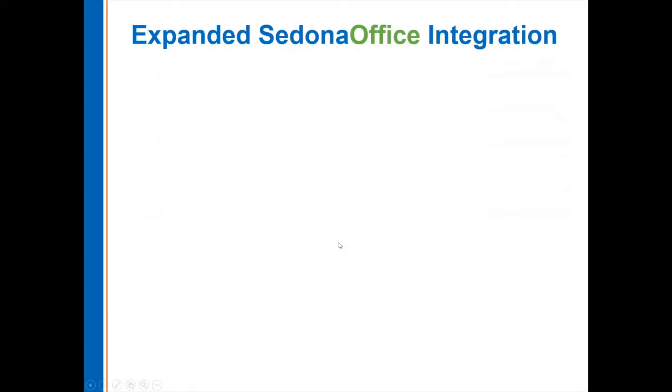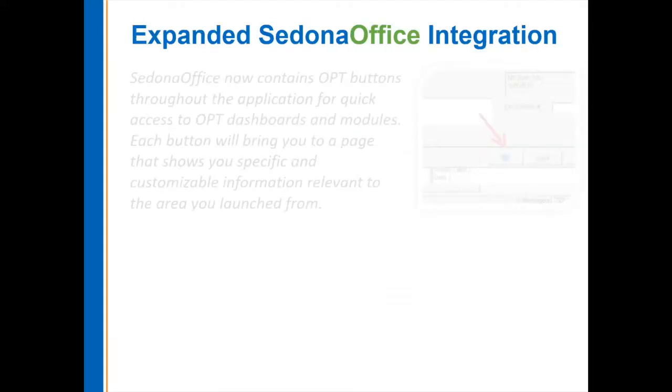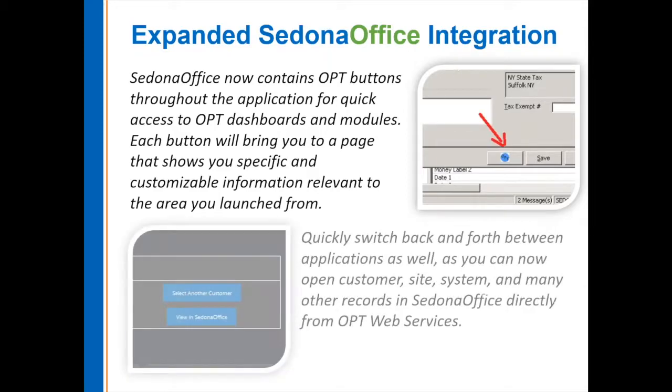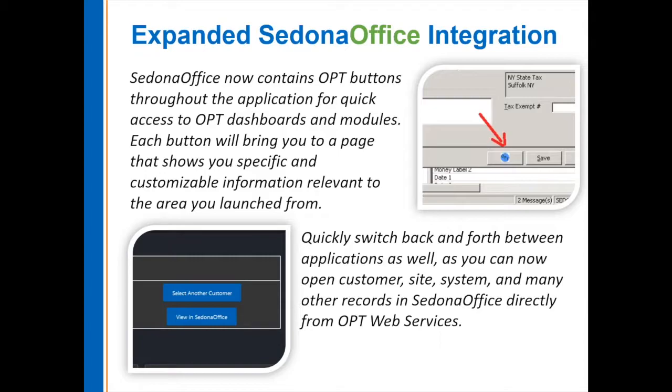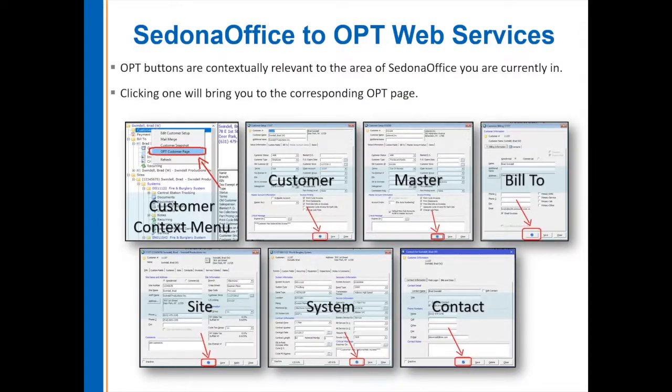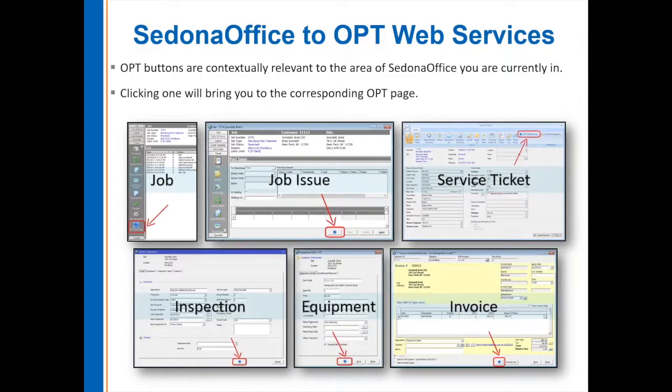Okay. Sorry. The next thing is our integration. So within SedonaOffice, if you're an OPT customer, you've already probably started seeing this. You'll start seeing OPT buttons popping up in different areas of the application. This allows us to quickly jump from SedonaOffice into the web services dashboard and actually back. So you'll see the buttons, for instance, at the top of SedonaOffice. That's going to take us out to information that's relevant for the whole company, whereas buttons on the customer and on the system and the site are going to take us to information that's relevant to the customer, system, and site. And we have those buttons in several different areas of the application.